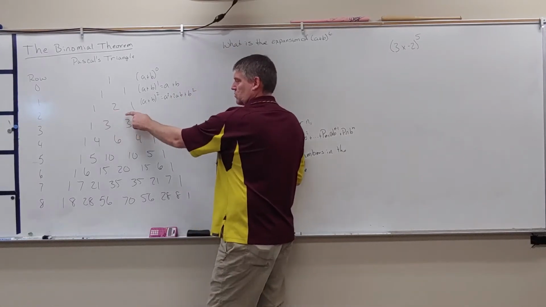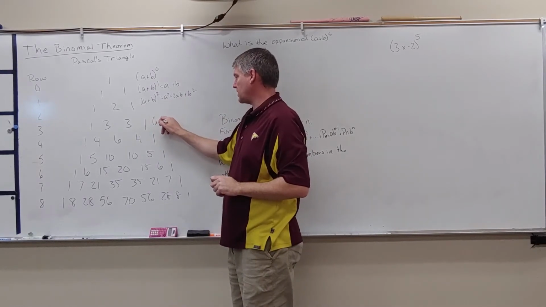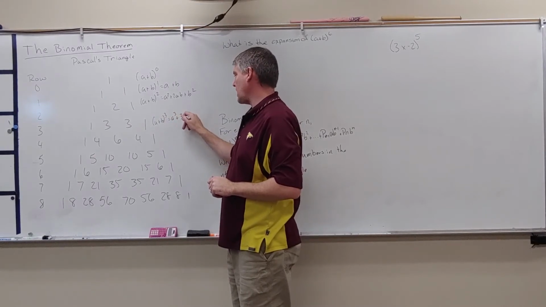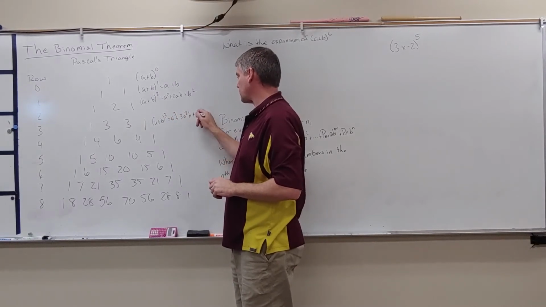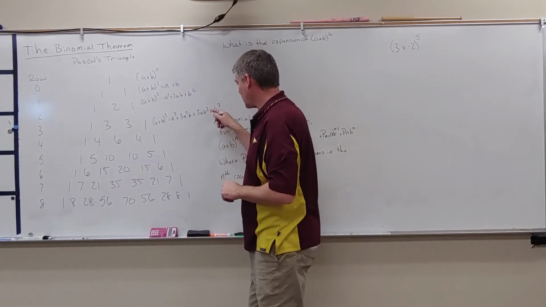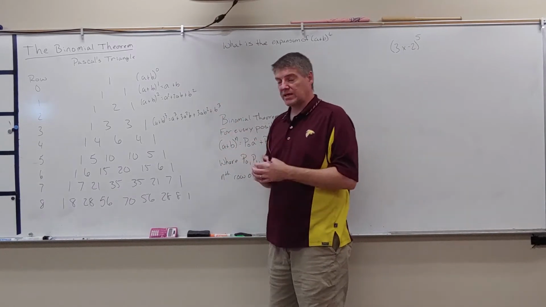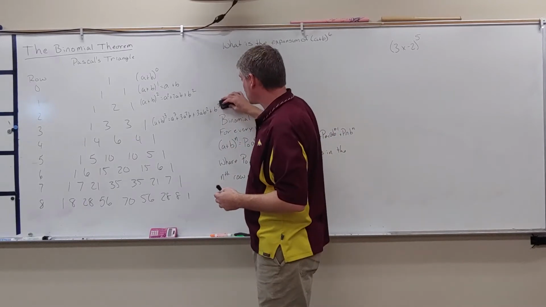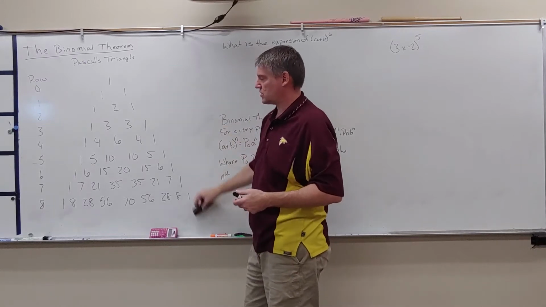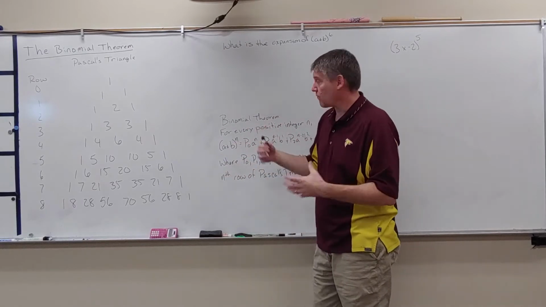Notice here, 1, 2, 1. 1, 2, 1. So a plus b cubed is going to be a cubed plus 3a squared b plus 3ab squared plus b cubed, or a to the 0, b to the 3rd, okay? So that's what Pascal's triangle is doing. So we want to look at expanding using Pascal's triangle because we don't want to have to actually multiply those out over and over and over again.